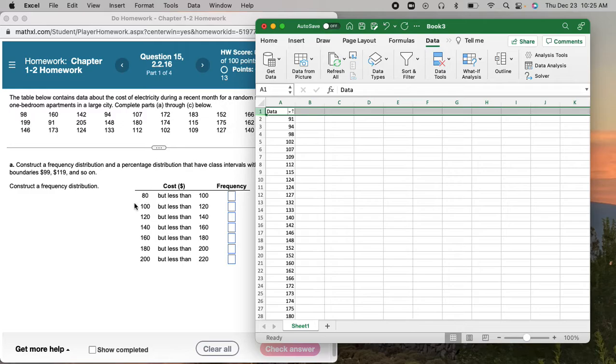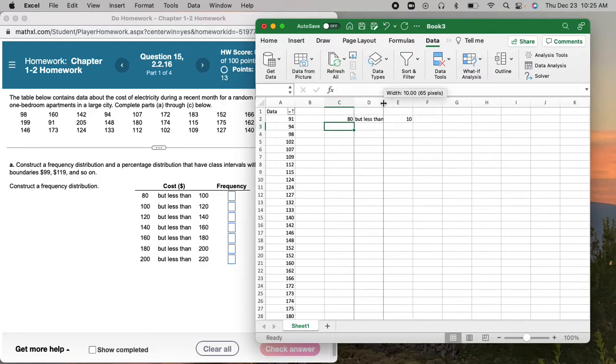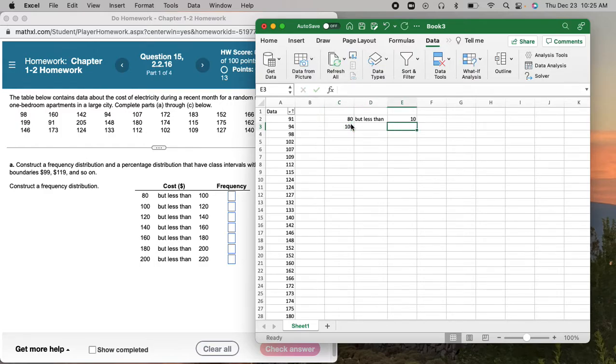Okay, so now we need to do the frequency. So the first one says 80 but less than 100, and the second one is 100 but less than 120, 120 but less than 140, and then we have 140 but less than 160. We have 160 but less than 180. Then we have 180 but less than 200, and 200 but less than 220. Okay, so let's figure this out. We need to figure out the frequency here.